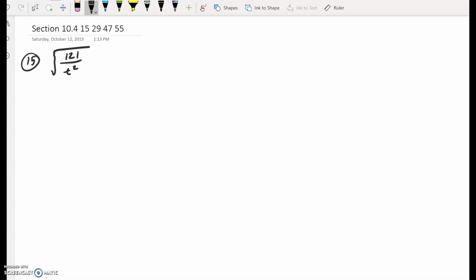Here, it would be a good idea to see if we can reduce the fraction, since the entire fraction is inside the root symbol. But 121 over t squared doesn't reduce as a fraction. There's no common factors in the top or the bottom. So the next thing is to rewrite the square root of a division as a division of the individual square roots. So we can bust apart the square root of a fraction into the square root of the top and the bottom.